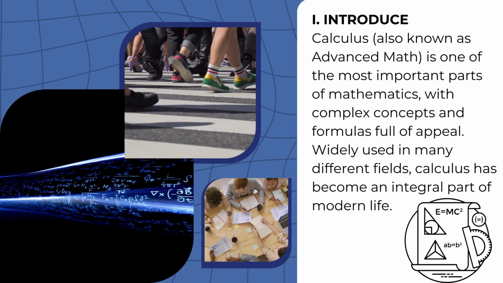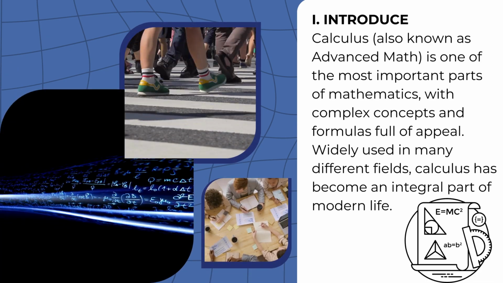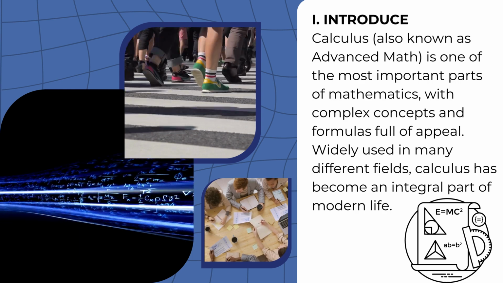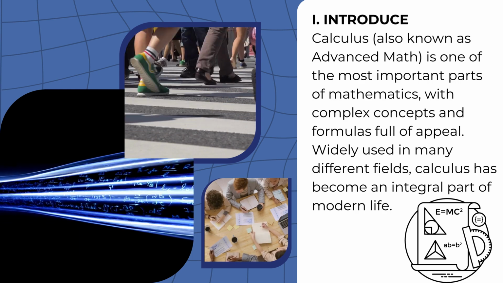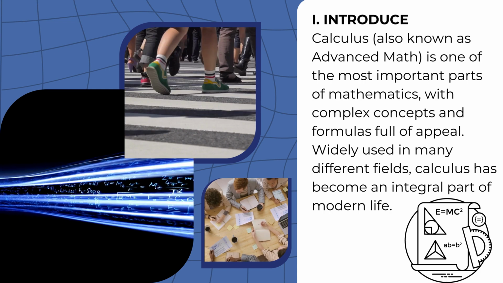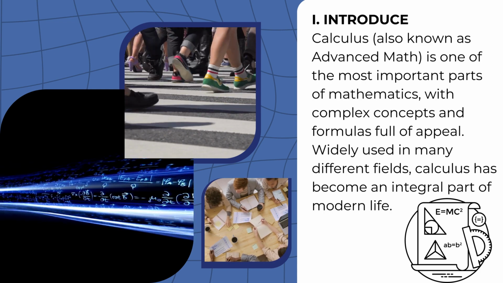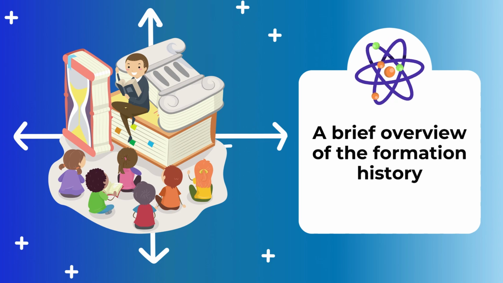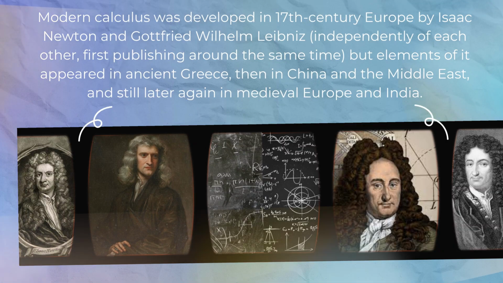Calculus, also known as advanced math, is one of the most important parts of mathematics, with complex concepts and formulas full of appeal. Widely used in many different fields, calculus has become an integral part of modern life. A brief overview of the formation history. Modern calculus was developed in 17th century Europe by Isaac Newton and Gottfried Wilhelm Leibniz, independently of each other, first publishing around the same time, but elements of it appeared in ancient Greece, then in China and the Middle East, and still later again in medieval Europe and India.